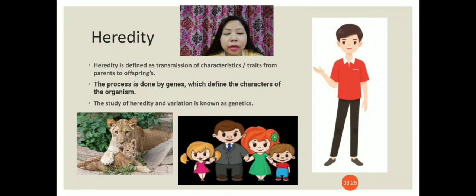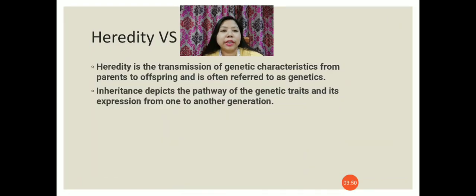Now the process of inheritance of the characteristics is done by genes, which define the characters of an organism. And the study of heredity and variation is huge. It is a big concept. So it is studied in a different branch called genetics. So the study of heredity and variation is known as genetics.